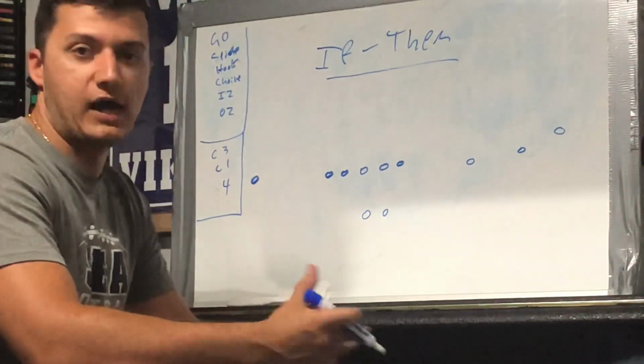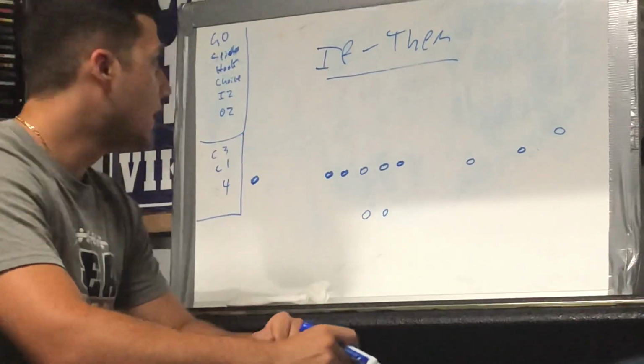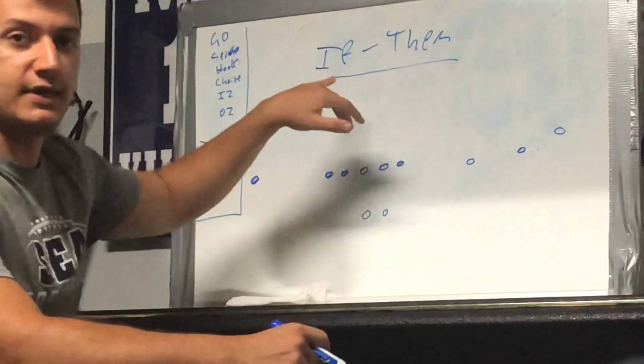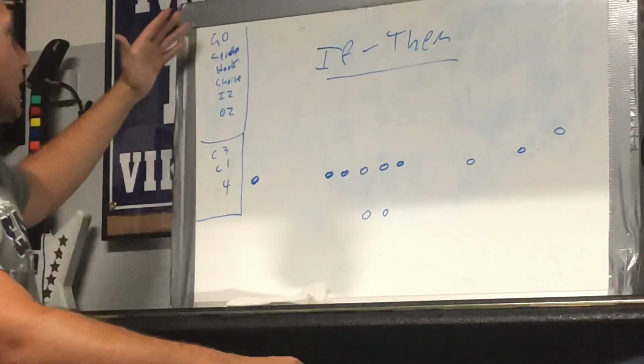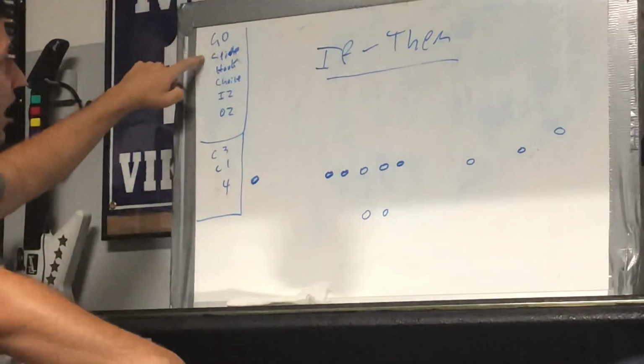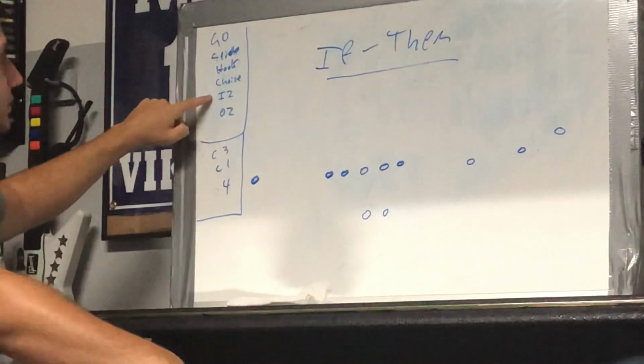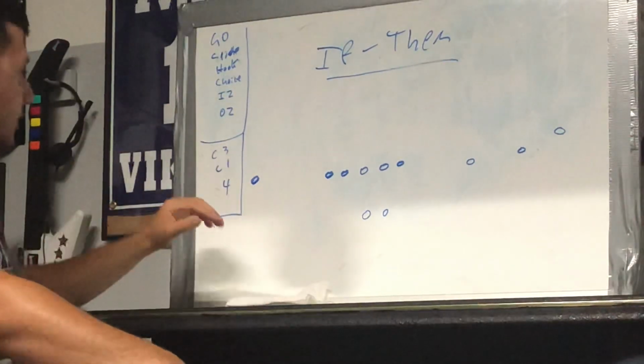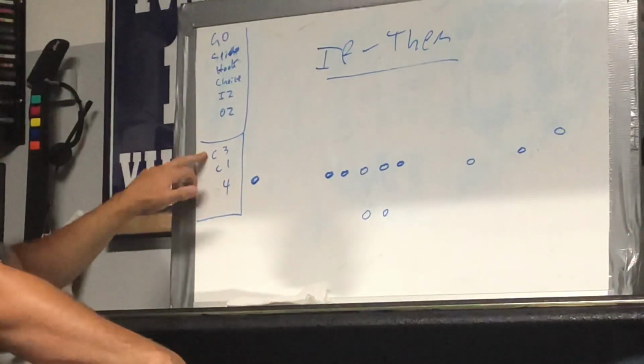This is a follow-up to my comment on the Run and Shoot Facebook group. I'm going to go through my if-then philosophy, and I don't know if you can see it here, but I got the small playbook of go, slide, hook, choice, inside zone, outside zone. I'll get into the run game a little bit, and we're going to go up against cover 3, cover 1, and cover 4.